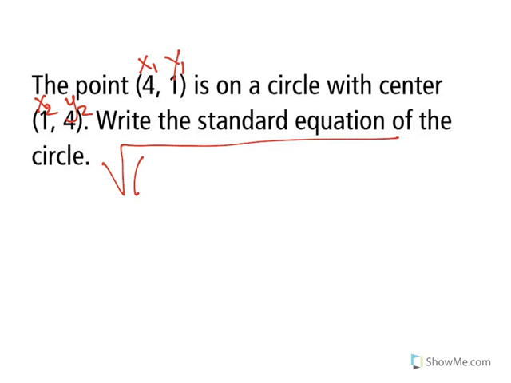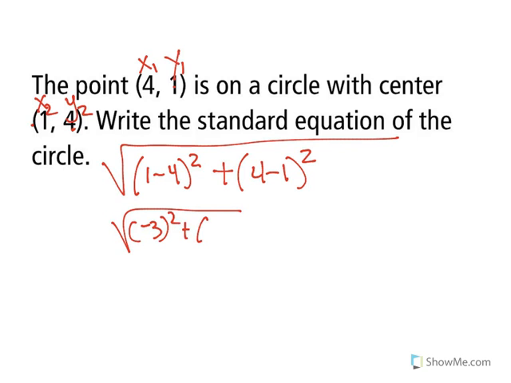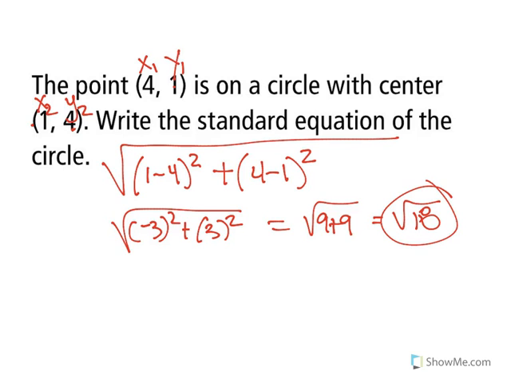We're going to subtract our x's, so x2 minus x1, 1 minus 4 squared, plus y2 minus y1, 4 minus 1 squared, okay? Now, if you happen to have a fancy calculator, you could just put it in there and get an answer. But most of us don't, so that's negative 3 squared plus 3 squared gives us 9 plus 9, which gives us the square root of 18. Okay, now let me tell you a little secret. Leave it as the square root of 18. Your math is actually going to be easier if you do that.